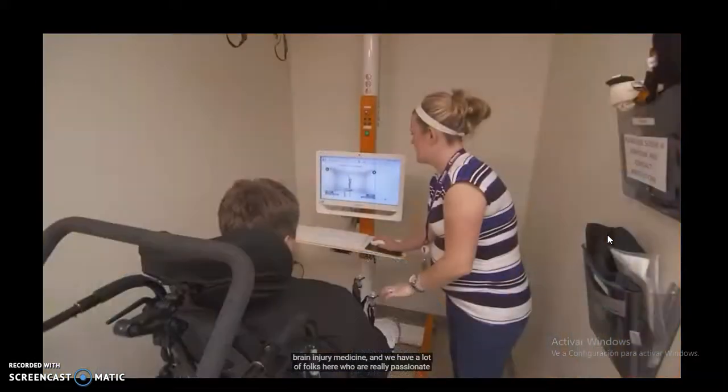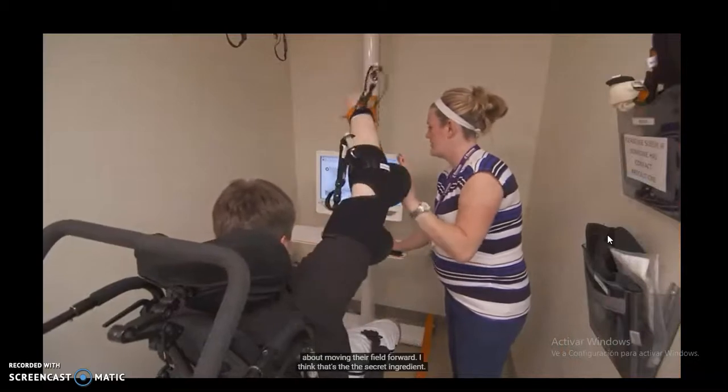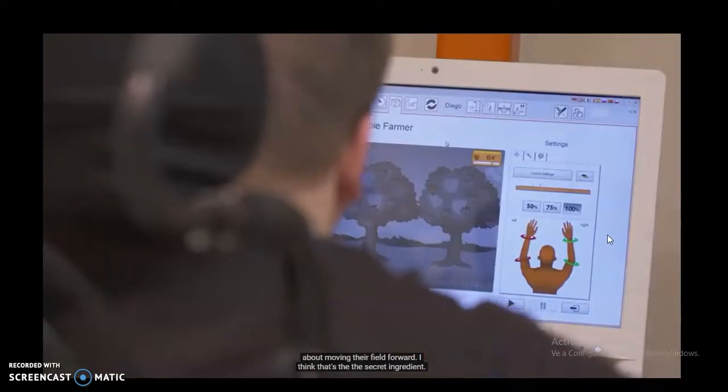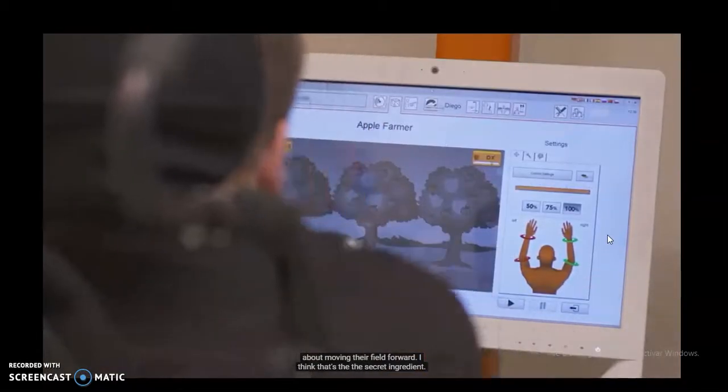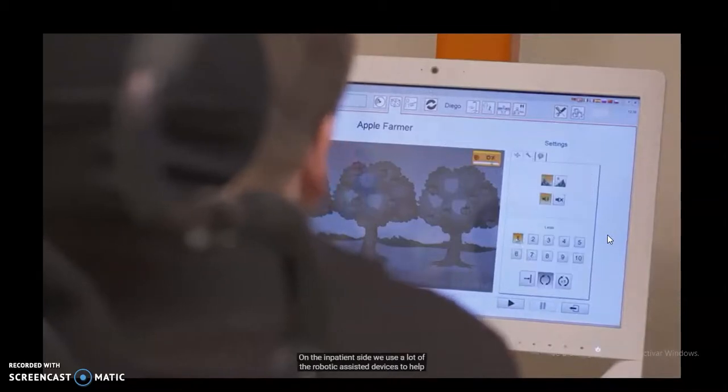We have 3 doctors on the unit that are all board certified in brain injury medicine, and you have a lot of folks here who are really passionate about moving their field forward. And I think that's the secret ingredient.